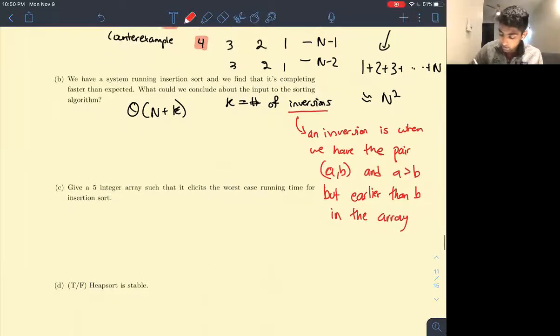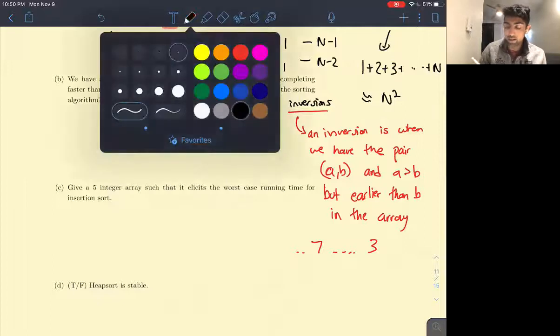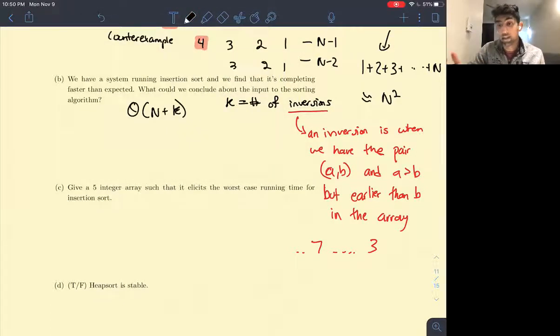Okay, so let's look at an example and it'll make some more sense. Suppose we have some array where we have like 7, and then we have 3. So we could see that the pair of 7 comma 3 is an inversion because 7 is greater than 3, but earlier than 3 in the array. Another way of thinking about inversion, it's when two elements are out of place. 3 should be before 7, so we can see here that that's an inversion.